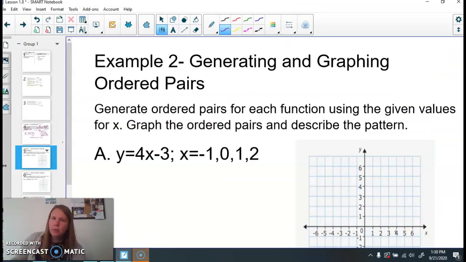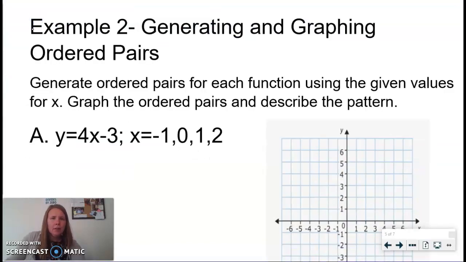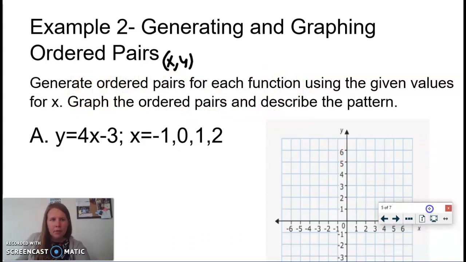Alrighty, so these ones are the ones we're going to have a chance to actually graph. So just give me a minute. I want to make sure I've got black right now. Alrighty, so we are going to generate and graph ordered pairs. So again, that's going to be your x and y for each function using the given values for x. Graph the ordered pairs and describe the pattern.